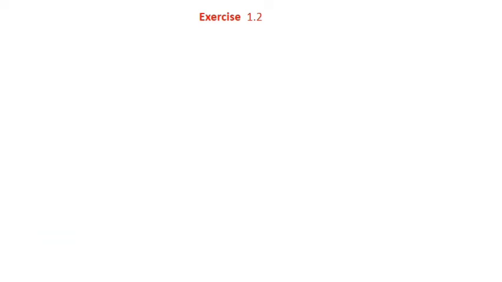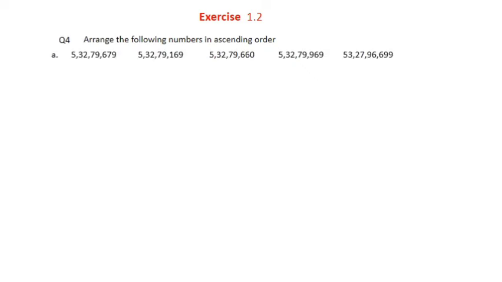Exercise 1.2, question number 4. Arrange the following numbers in ascending order. Here the numbers are given. Let's compare according to the place value chart first.